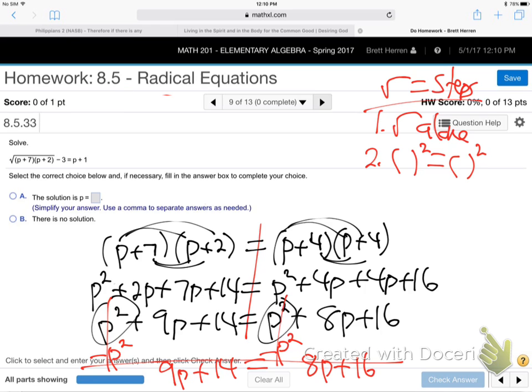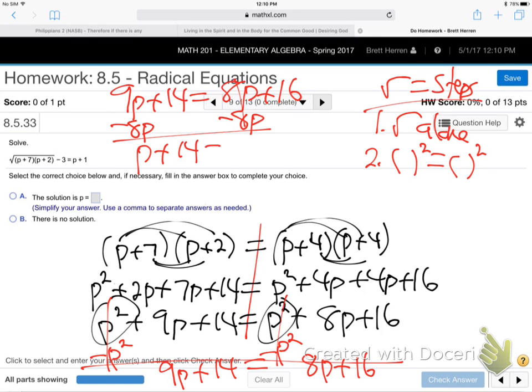So where are we at? We're at 9p plus 14 is 8p plus 16. Good to there? What do we do now? Subtract the lower one, the 8p, from both sides. We get p plus 14 is 16. Subtract the 14. P is 2. Maybe. Got to check it, right?